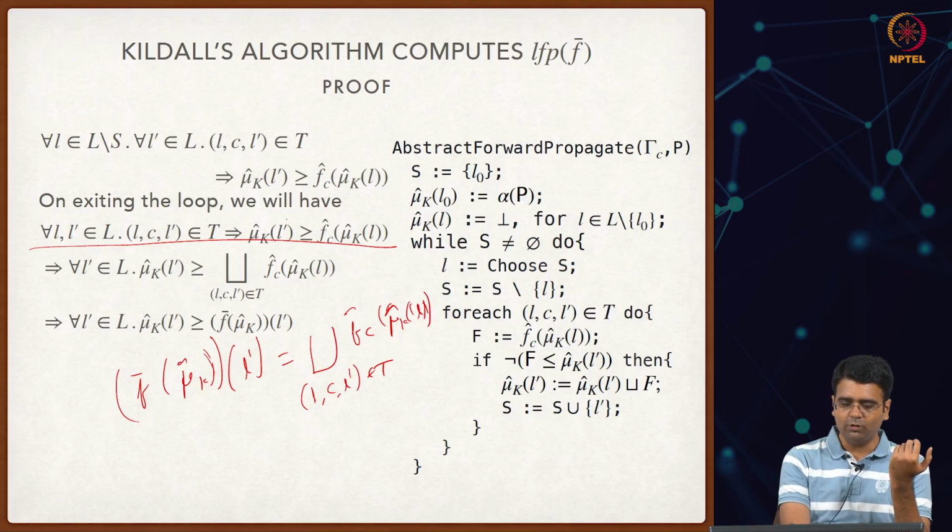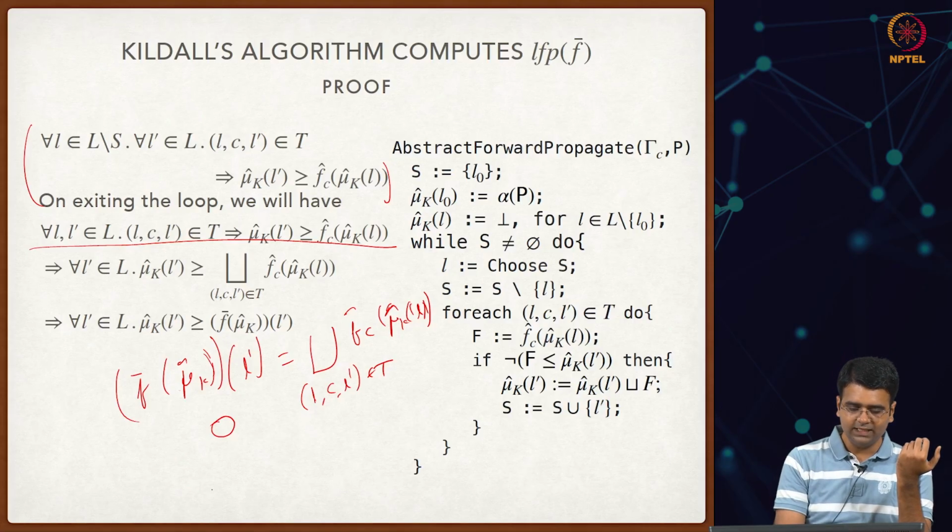Okay, so what have we shown? By proving that this is a loop invariant, we will be able to show that this mu hat k of L prime is greater than or equal to f at C of mu hat k of L. So what this means is that if you take, let us take the location L prime, and let's consider every predecessor to this location L prime.